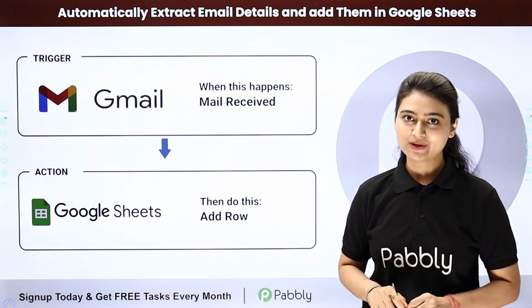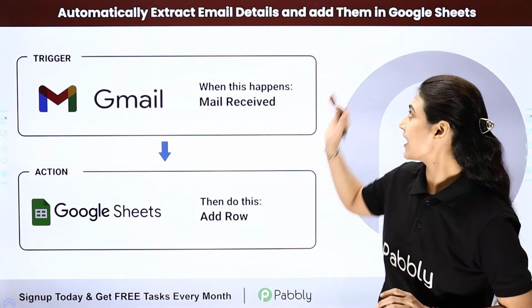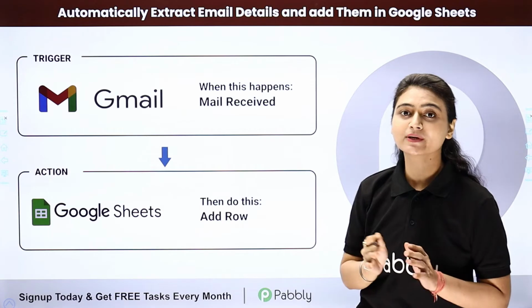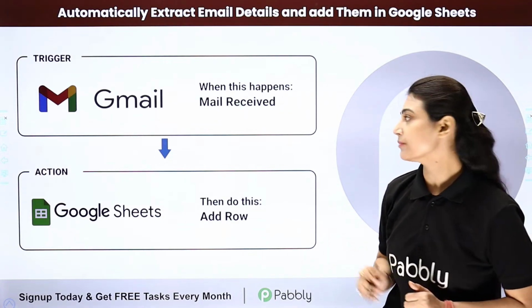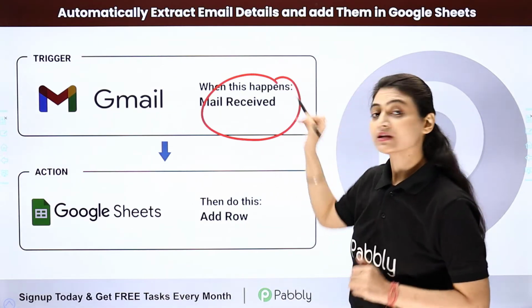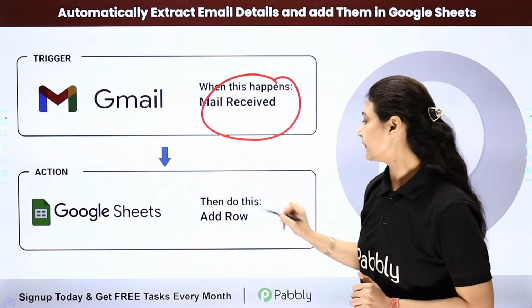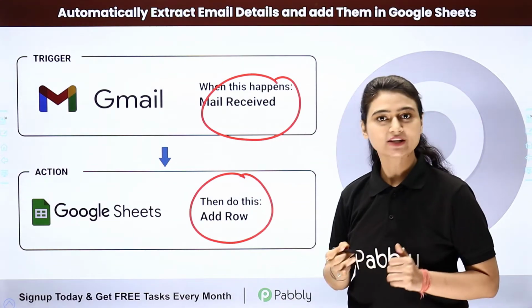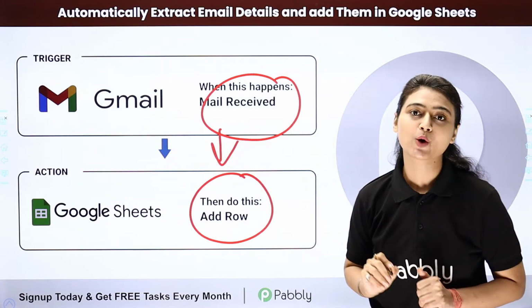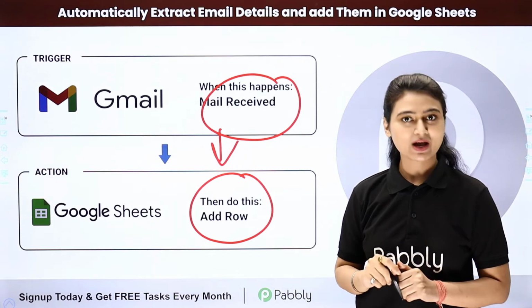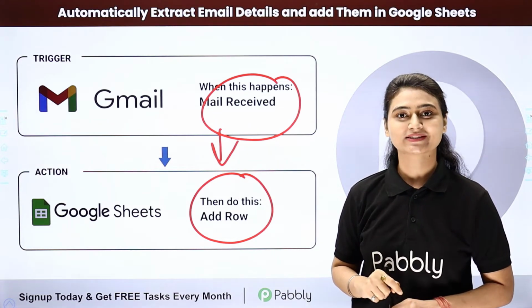In this video, we will learn how you can automatically extract email details and add them in Google Sheets. So let's say you run a business and every time you receive a business mail, the email's details should be added in Google Sheets so that you can have a record. Now we are going to automate this entire process using Pabbly Connect. So come to my screen to see how we do it.